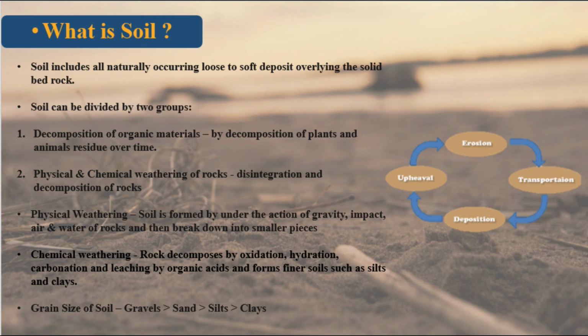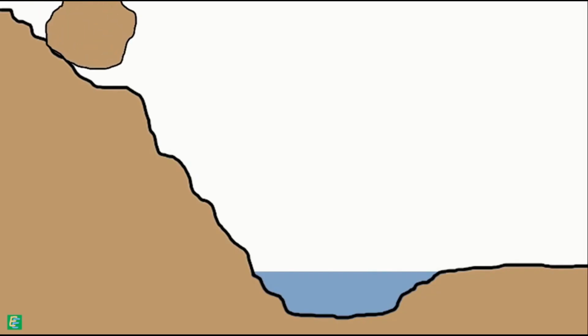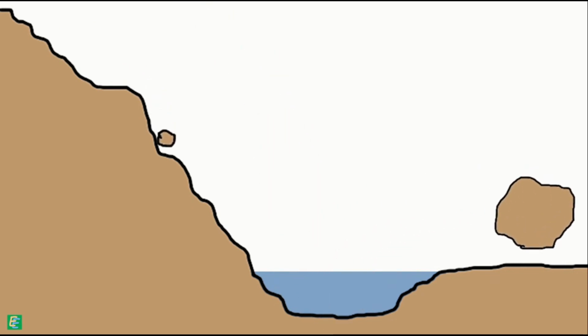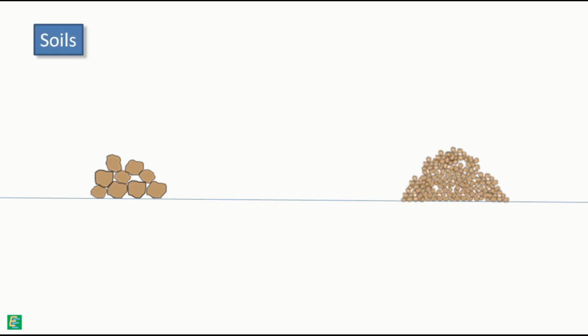Organic soils are formed by the decomposition of plant and animal residue over time. While soil by physical weathering forms when large rocks fall from the highland under the action of gravity, impact, air and water, and break down into smaller pieces. Some of these pieces are large and some are very fine. These pieces fall under the category of gravel and soil, respectively.